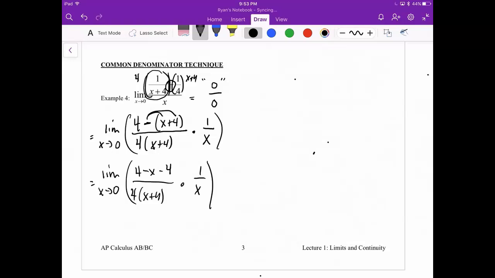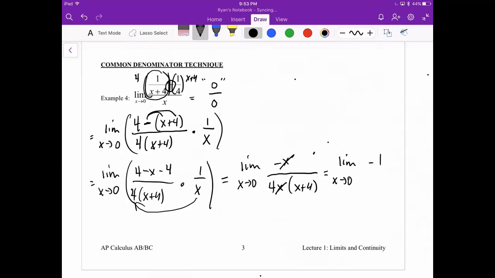Okay, from here I have some like terms to collect in that top left numerator up there. So this is going to be the limit as x approaches 0 of negative x divided by, I'm going to go ahead and move this x to be over here with this other stuff. So this is going to be 4x times x plus 4. Okay, hopefully now what you notice is that those x's are going to cancel out. So this x and this x are going to cancel. And what I'm going to be left with is negative 1 divided by 4 times x plus 4.